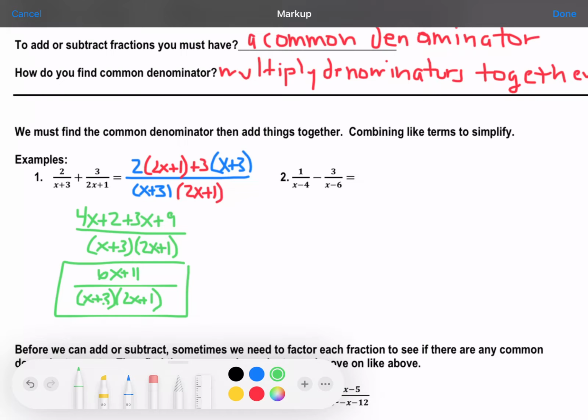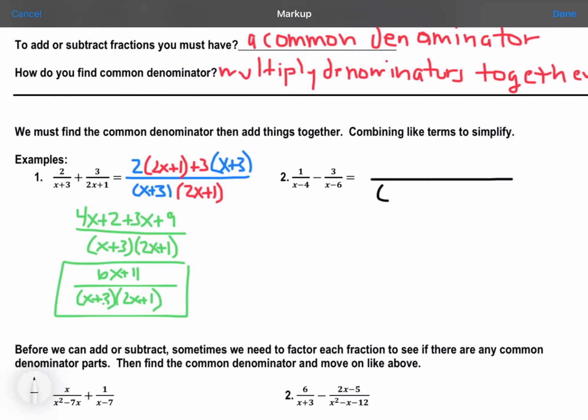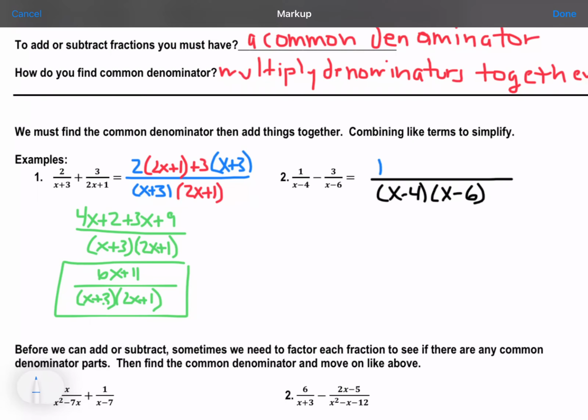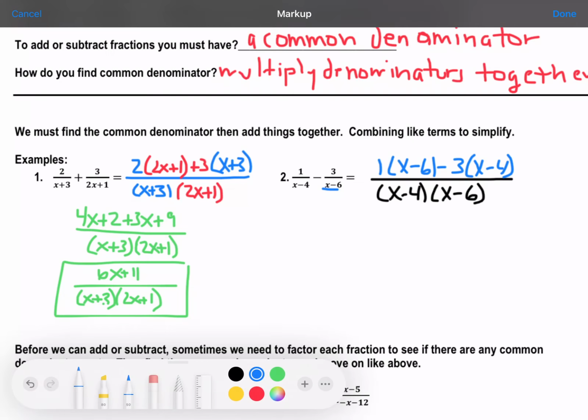Number 2, we have the denominators x minus 4 and x minus 6, so they don't have anything in common. So that means our common denominator is those two multiplied by each other, x minus 4 times x minus 6. So we have the 1, and it has to multiply by what it's missing, the x minus 6. And then minus 3 times what it's missing, the x minus 4. Because it only had the x minus 6 in its denominator.